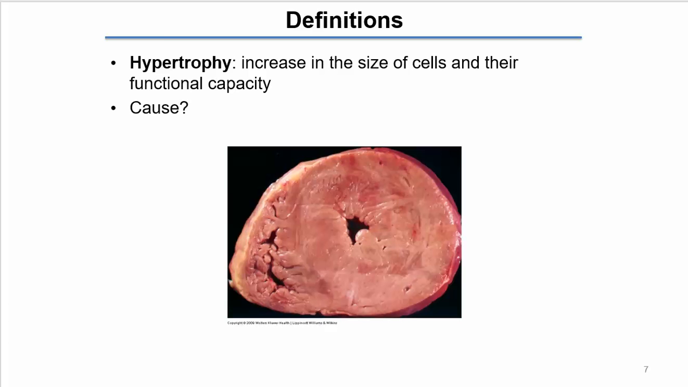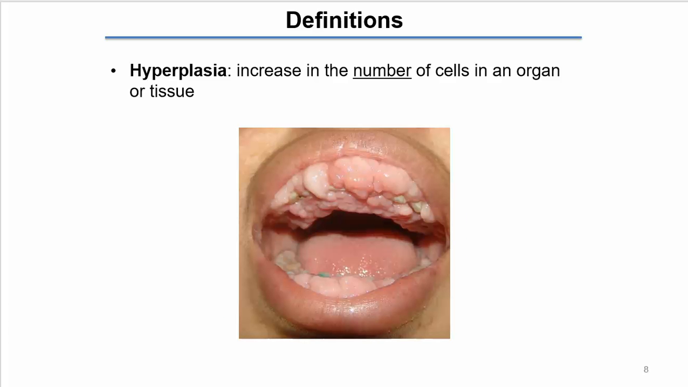Now, a similar thing is hyperplasia. Hyperplasia is an increase in the number of cells. So cell growth happens, like there's more mitosis. There are more cells in the organ or the tissue that makes up the organ.